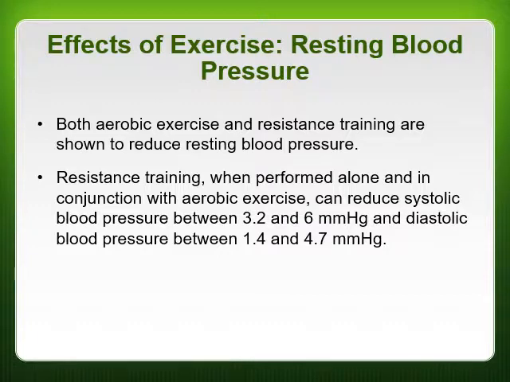When putting all of it together, you get better resting blood pressure. That will actually come down, so that's healthier. Resistance training, when performed alone and in conjunction with aerobic exercise, can reduce systolic blood pressure between 3.2 and 6 millimeters of mercury, and your diastolic blood pressure between 1.4 and 4.7 millimeters of mercury. So the high and the low numbers there represent working either together or separately, but that's a substantial decrease. And since so many people take blood pressure medications, being able to naturally take those numbers down to a point where maybe someone no longer needs medication, that's going to have tremendous benefits for their health.